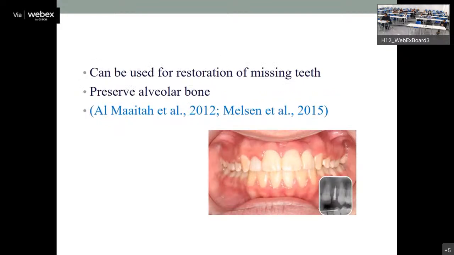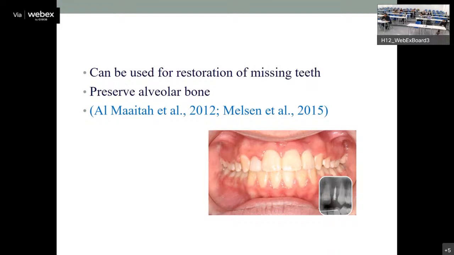So based on the result of our study and based on another study, which was done by Melsen et al. in 2015, an animal-based study in which they used 4 beagle dogs and extracted the lower premolar teeth from each side. They used a split mouth design. They inserted a microscrew in the extraction space on one side and left the other side without a microscrew.